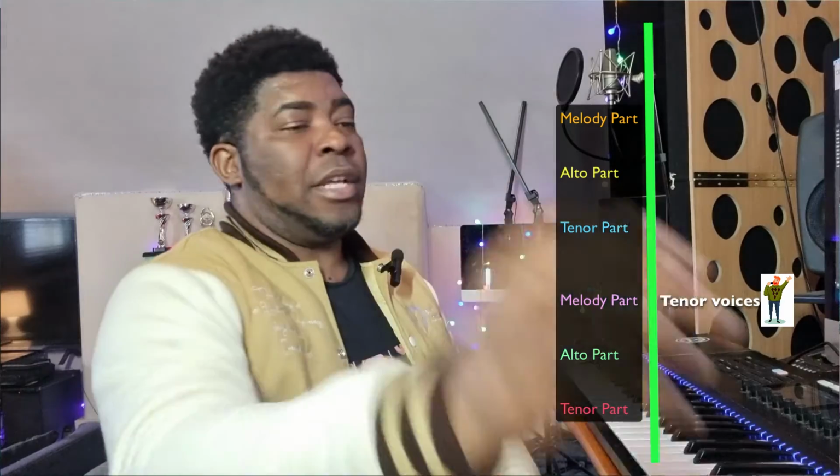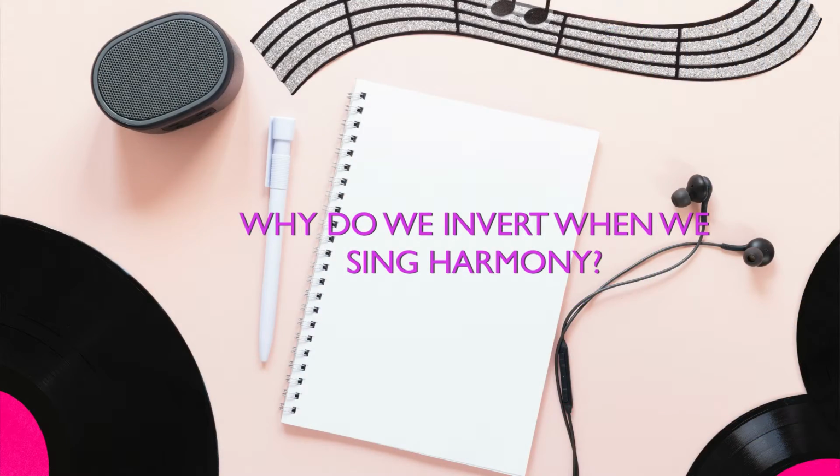Okay, that's it. Now, let's check out why we invert in the first place. Okay, there is a reason why we invert, and it's a very, very good reason, trust me. The reason a piano player inverts, or a guitarist, or stringed instrument player, is different from the reason why singers invert. And this is something that's really not common or found out there in the world of information.